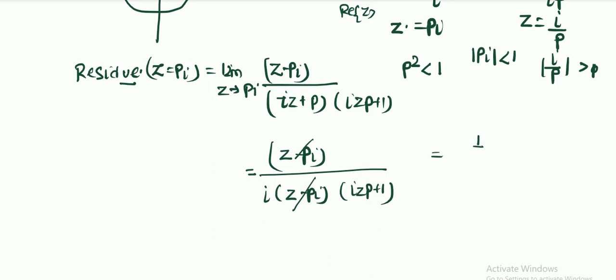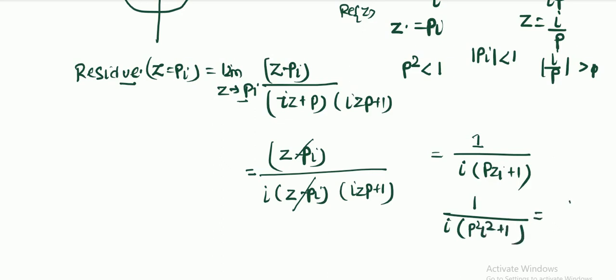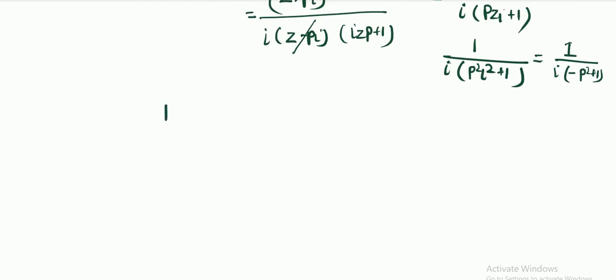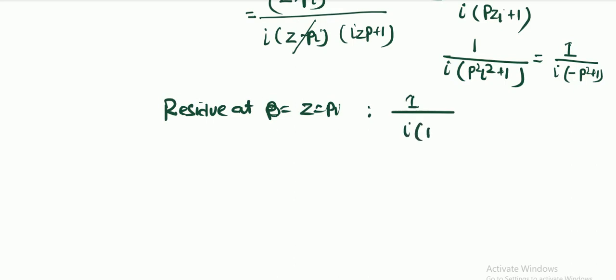What we will get is 1 by I, pzI plus 1. Okay, so on solving this, the residue at z, limit z tends to pi, what you will get is 1 by I, z tends to pi, that is p square I square plus 1. Okay, so on further solving, what you will get is 1 by I into minus p square plus 1. So we will have the residue at z equals pi is 1 by I into 1 minus p square.